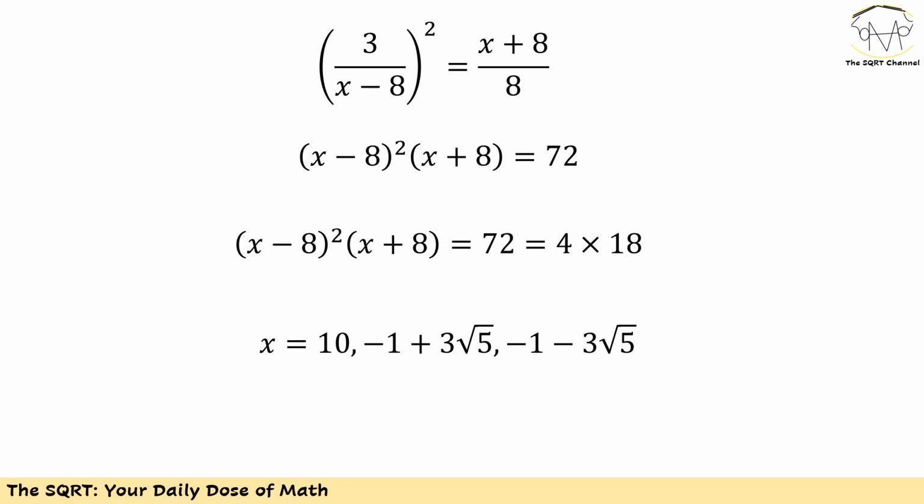Now if you simplify things, you are going to see that we have a cubic equation. In this cubic equation we have this power of 2 of x minus 8 times x plus 8 is 72, and if you simplify things and try different approaches to solve this cubic equation, you can see that x can be 10, negative 1 plus 3 times radical 5, and negative 1 minus 3 times radical 5.